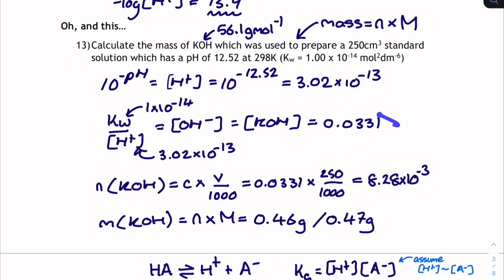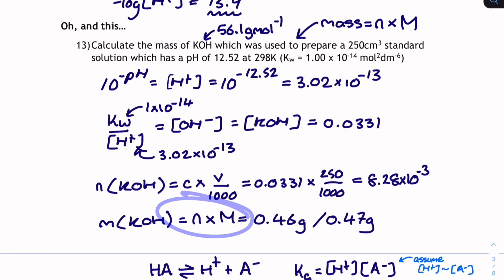I can then turn that concentration for potassium hydroxide into a number of moles of potassium hydroxide, putting me well on my way to calculate mass by doing concentration times volume. So I've got my concentration of 0.0331, and I've got my standard solution volume of 250 over 1,000, giving me a number of moles of potassium hydroxide of 8.28 times 10 to the power of negative 3. Then finally, as mentioned before, we've got mass of KOH equaling moles times molar mass.